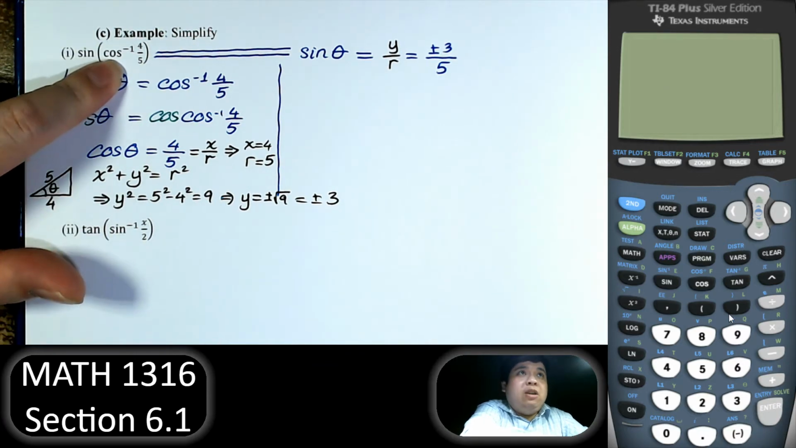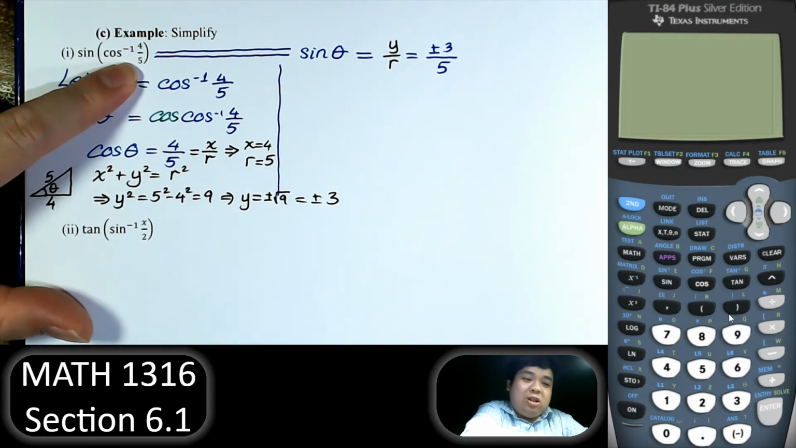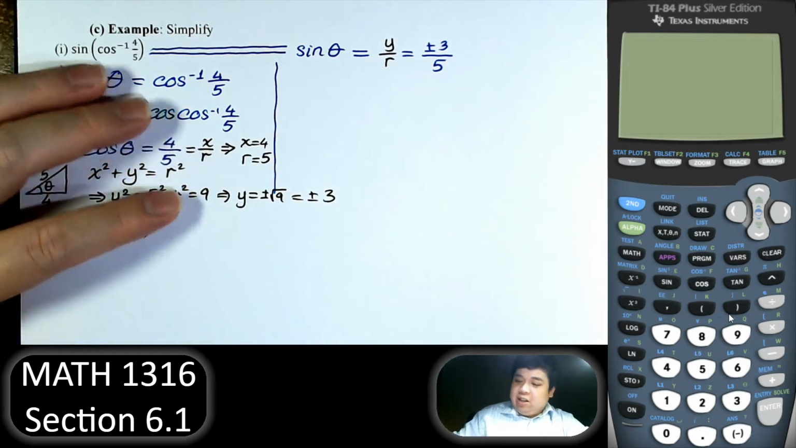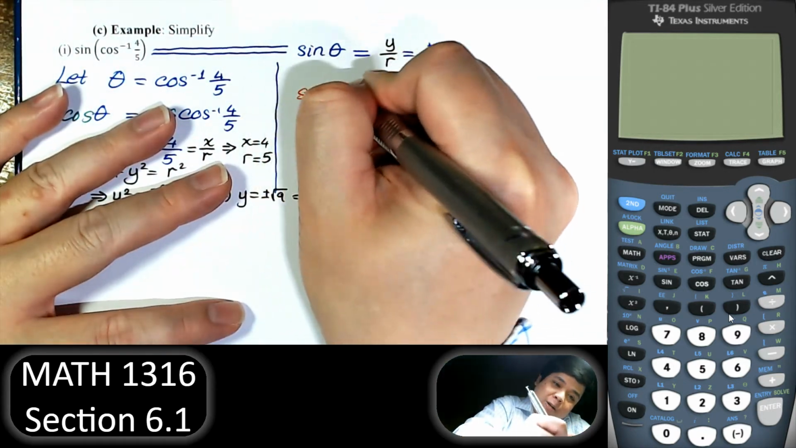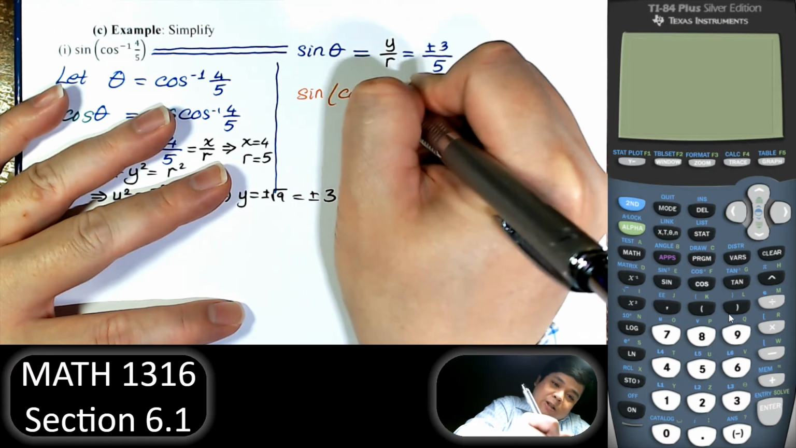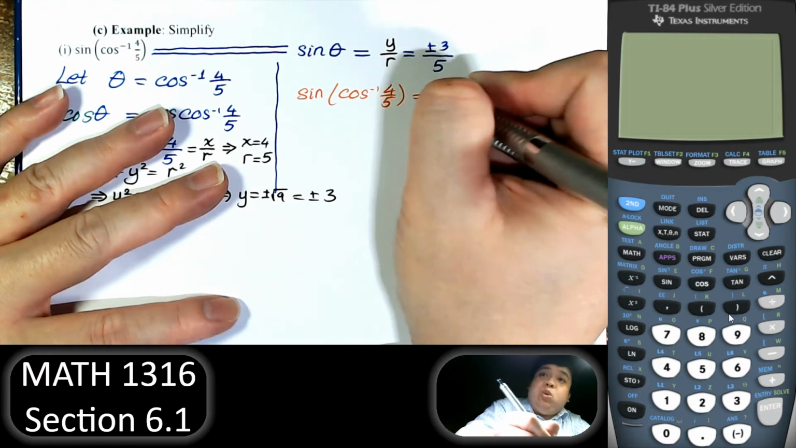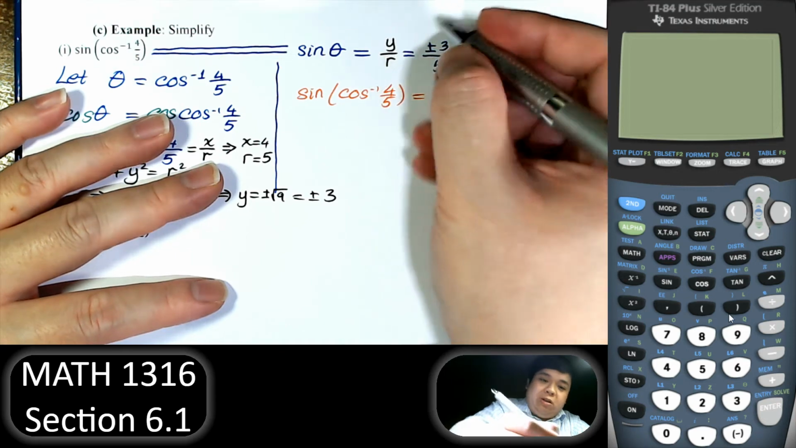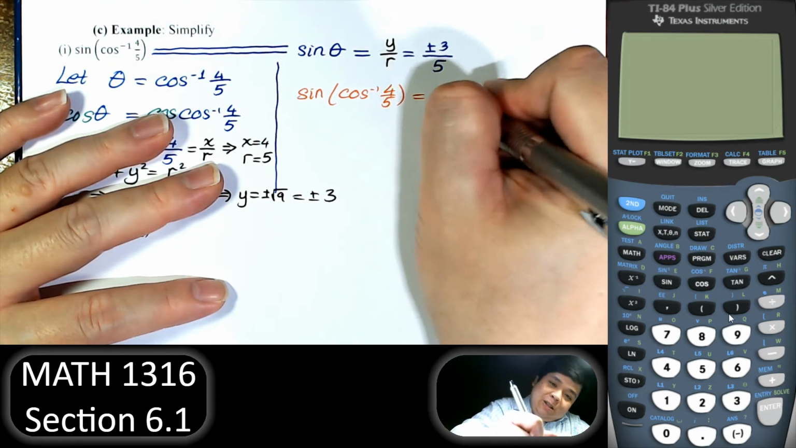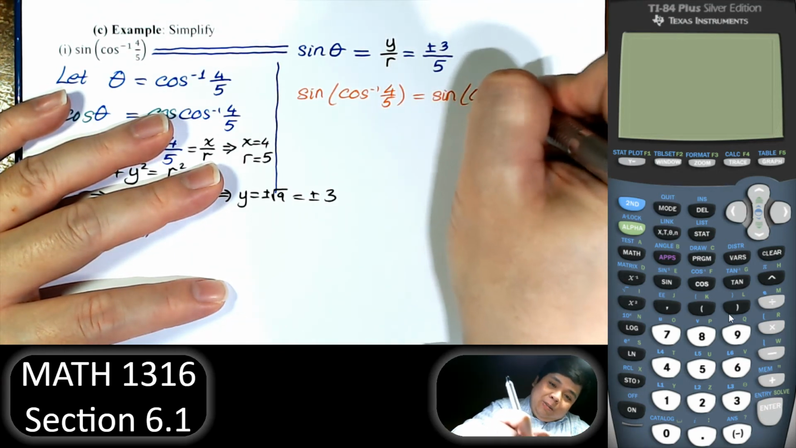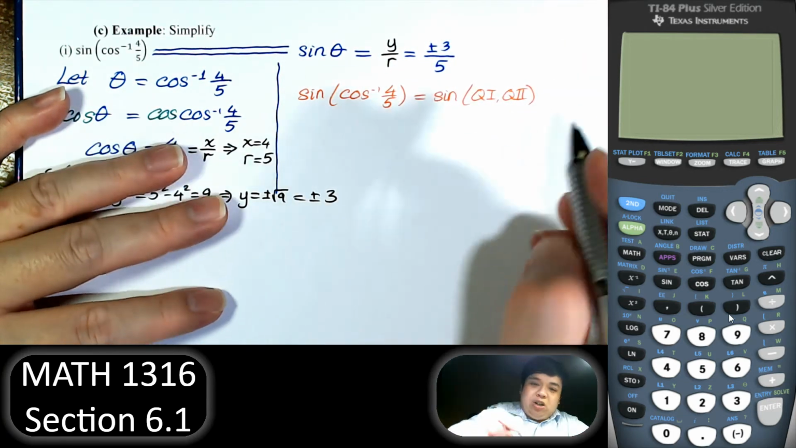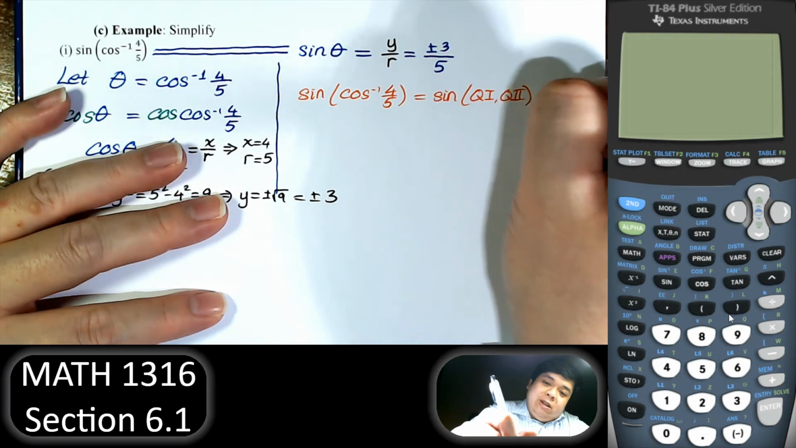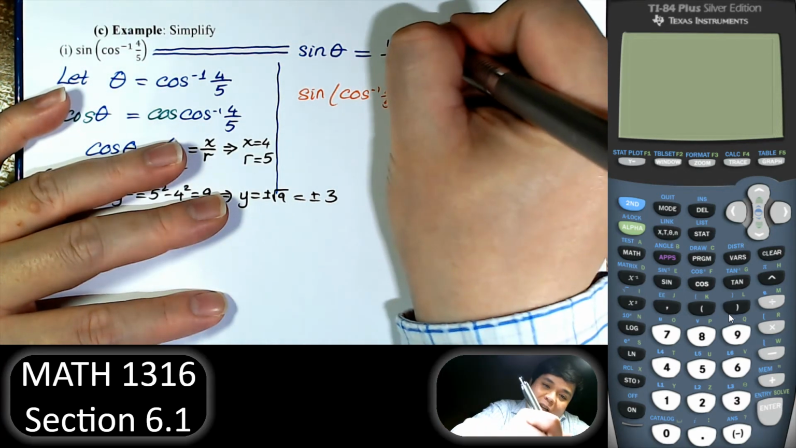What is the quadrant for cosine inverse? Let me write this note: sine of cosine inverse. Now we know cosine inverse will be in quadrant 1 and quadrant 2, right? And sine of anything in quadrant 1 or quadrant 2 is going to be positive. So that's why the answer is going to be positive.